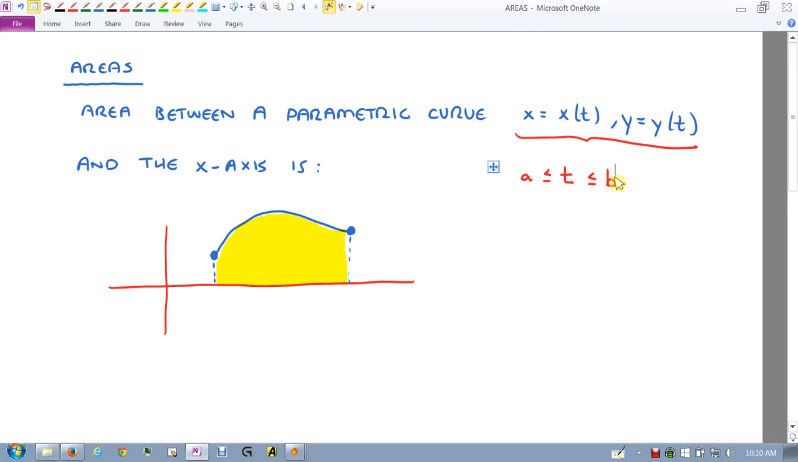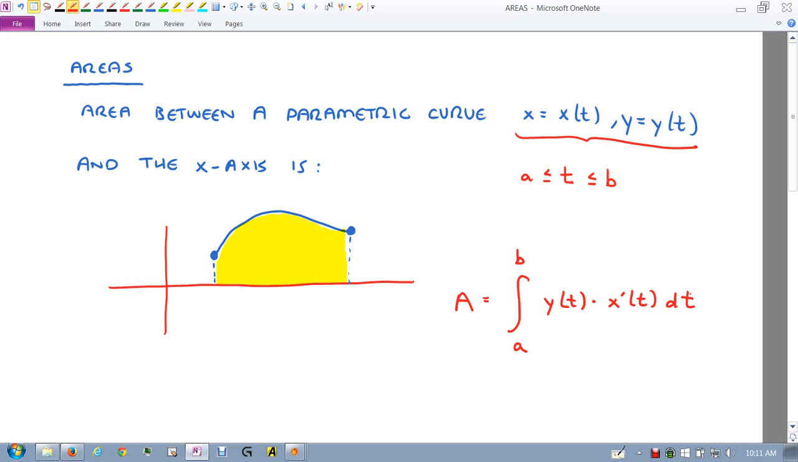Then we'll have the area is equal to the integral from A to B of y of t times x prime of t dt. Again, without getting into it, the book kind of goes into it a little bit, but we're just looking for a formula so we can see that it can be done.